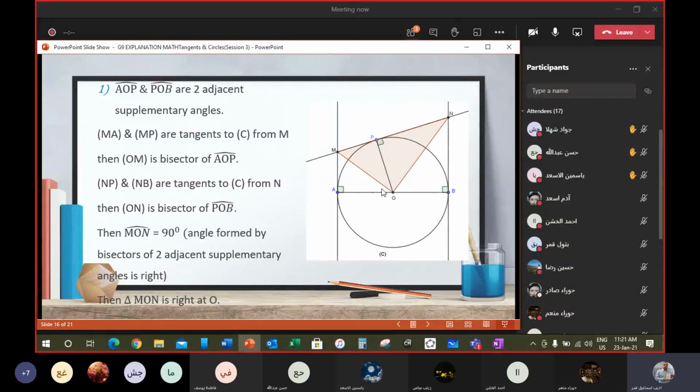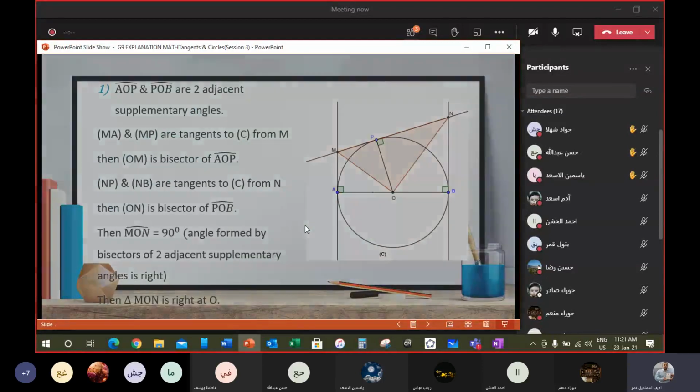Then AOP and POB are adjacent supplementary angles. Then the angle between the bisectors, MON, is a right angle. It comes out 90 degrees. Then this triangle is right at O. Okay, we wrote them here. This was in part 1.